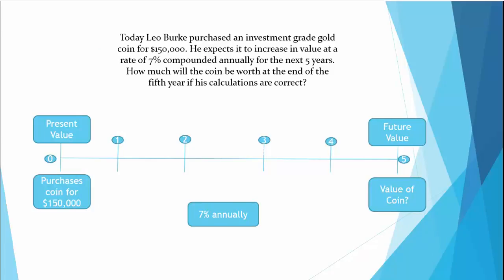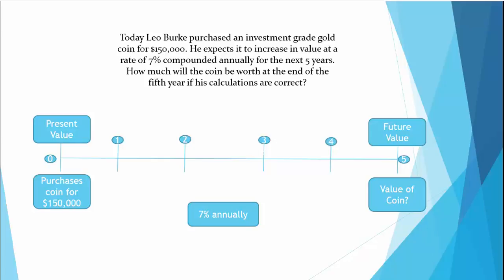Today, Leo Burke purchased an investment-grade gold coin for $150,000. He expects it to increase in value at a rate of 7% compounded annually for the next 5 years. How much will the coin be worth at the end of the 5th year if his calculations are correct?